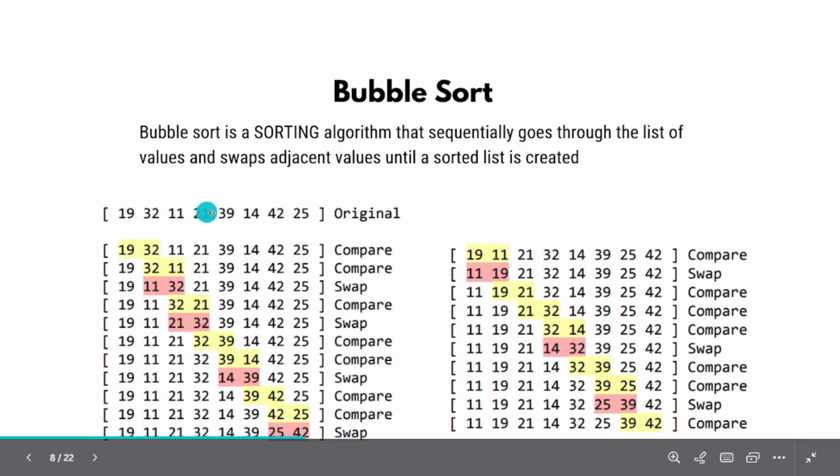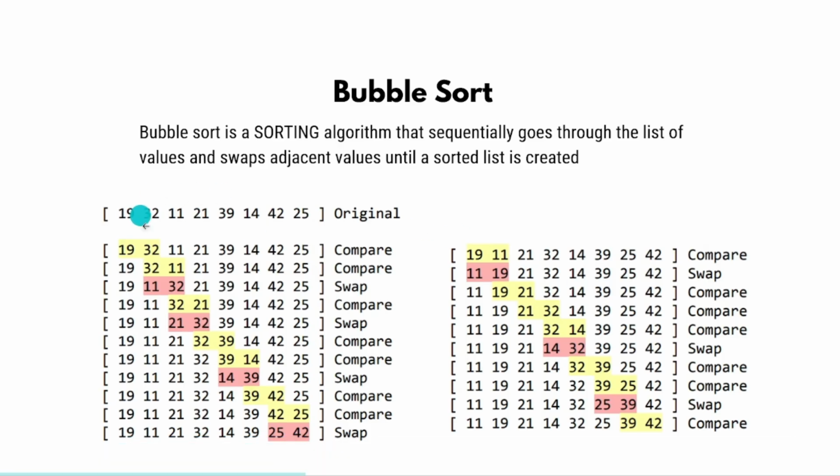As you can see, the biggest value in this list is 42, right? And then at the end of the first iteration, 42 is at the very end and 19 is at the front. And then you want to go second pass through if it's needed, right?